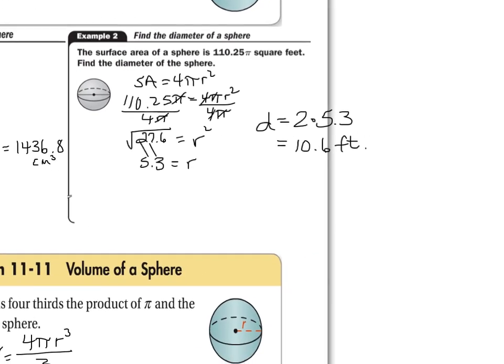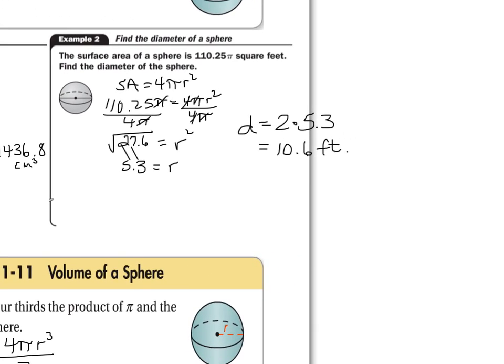Let's take a look at this sphere. Over here, the radius is 5.3, so the volume is going to equal 4 times pi times 5.3 cubed divided by 3. And when I calculate that, I get an answer of 623.6 feet cubed. That is the volume of that sphere.